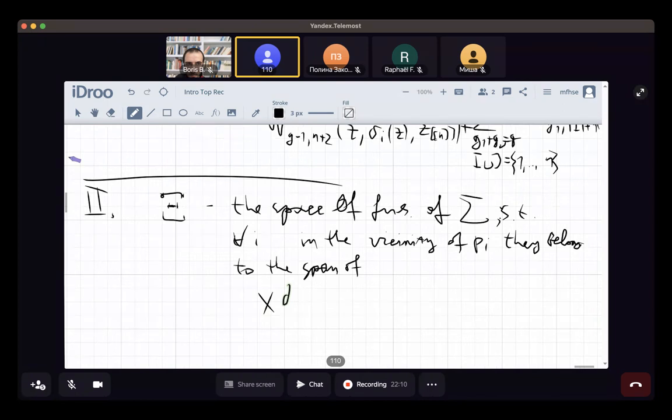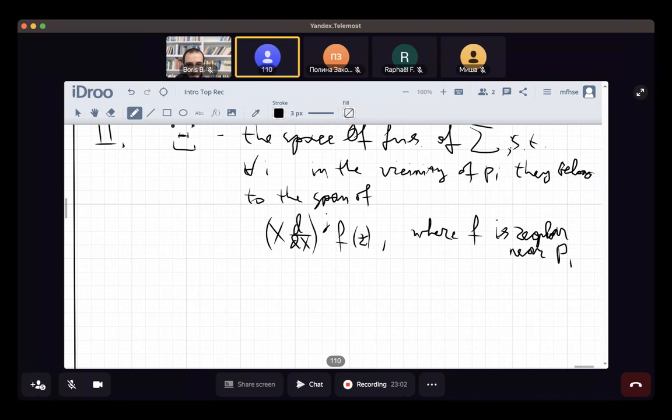where f is a regular near pi. So what does it mean? What does it mean? What does it mean? This means that this will be the first problem for the seminar, problem 1.